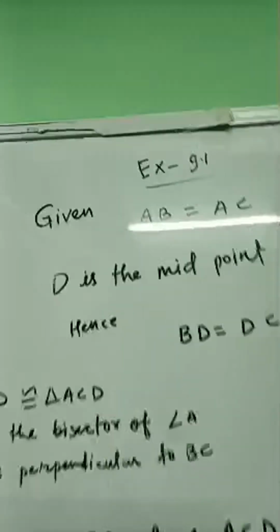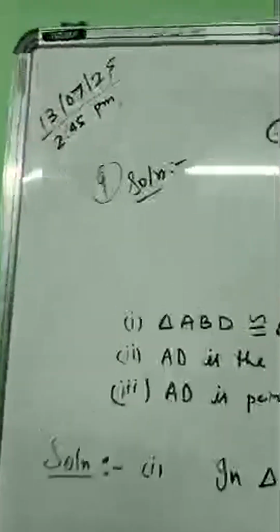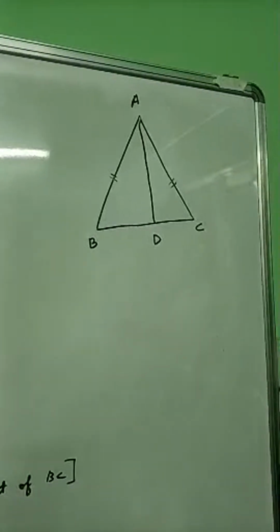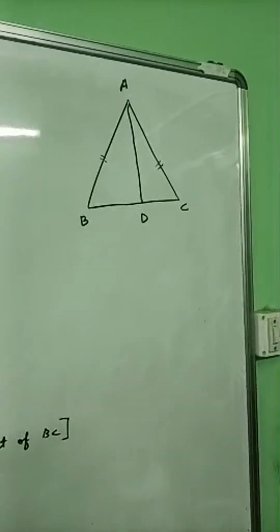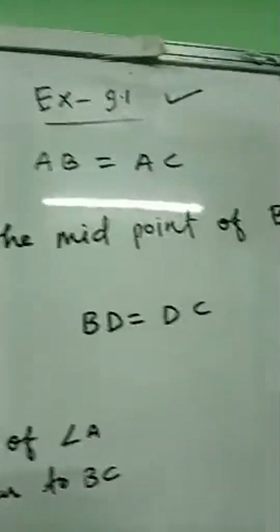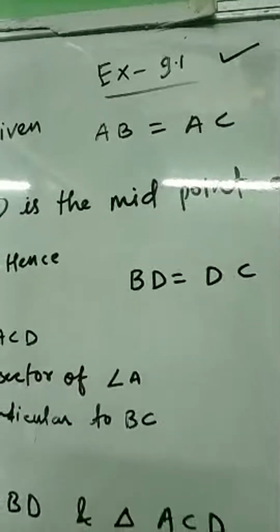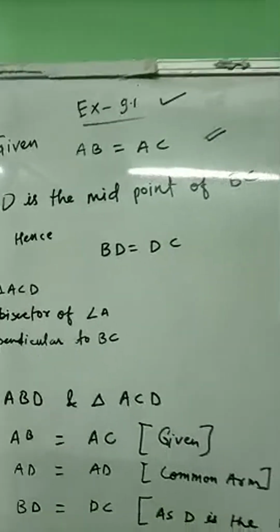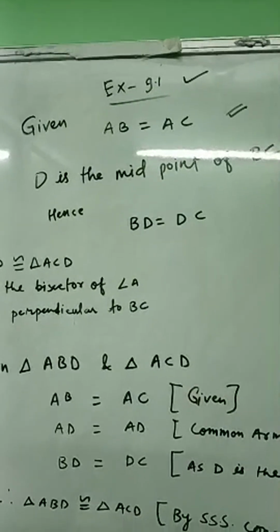So this is exercise 9.1, and question number 9 I am going to discuss, and this is the diagram that is given. ABC is a triangle and D is another point on BC. What is given over there? Given AB is equal to AC. This is the first step. AB is equal to AC is given, and D is the midpoint of side BC.